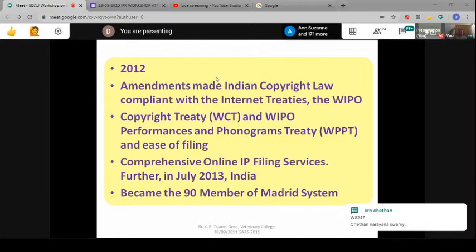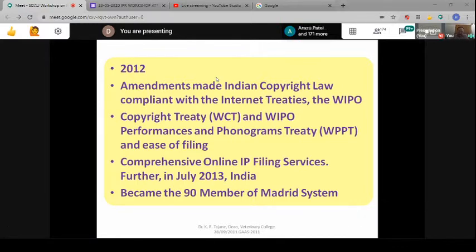And in the year 2012, we also became the 90th member of the Madrid system. The Madrid system is an international system for protecting your trademarks in multiple jurisdictions, or global jurisdiction. You can protect your trademark in different countries, in different parts of the world. So that is the Madrid system.